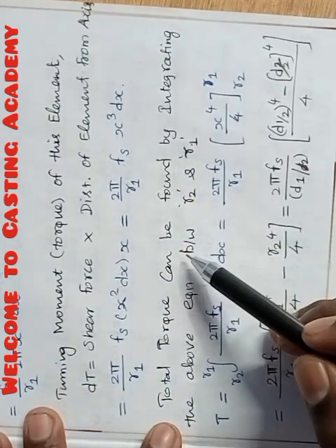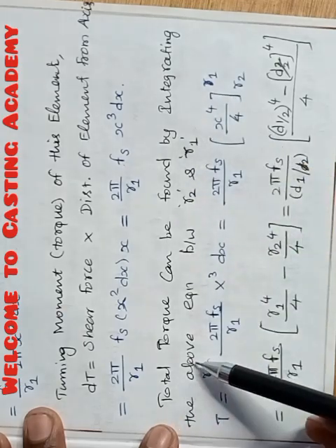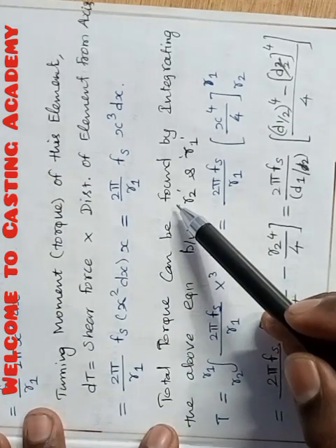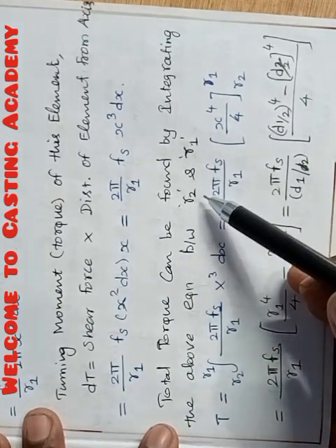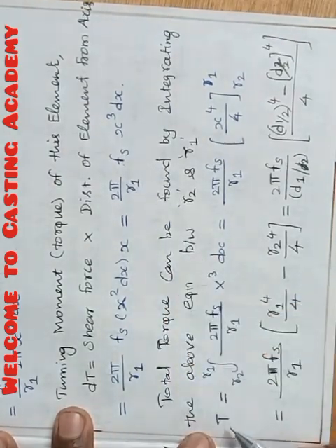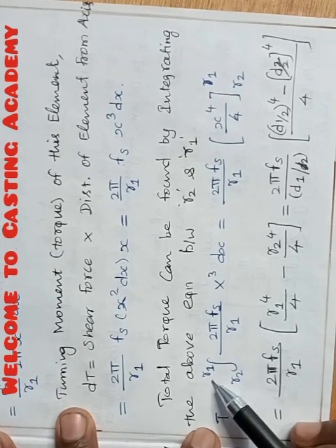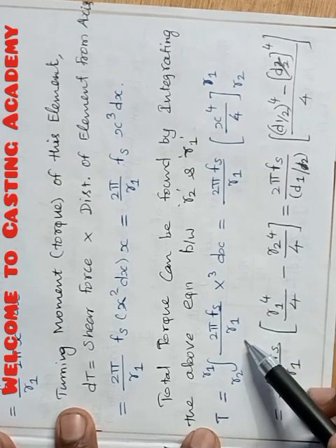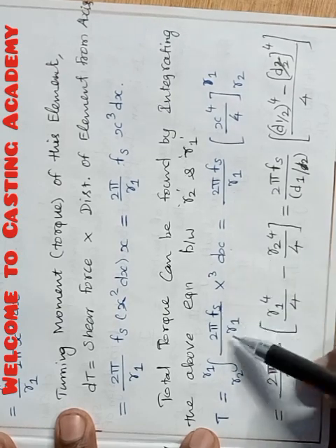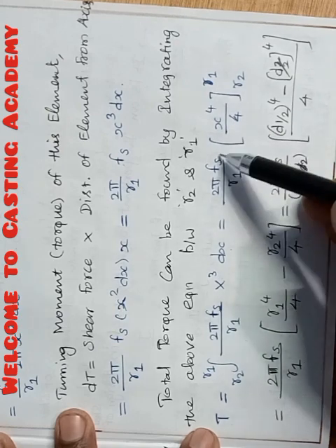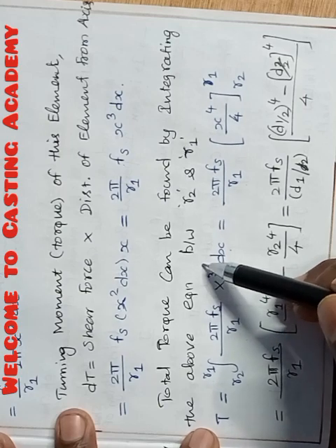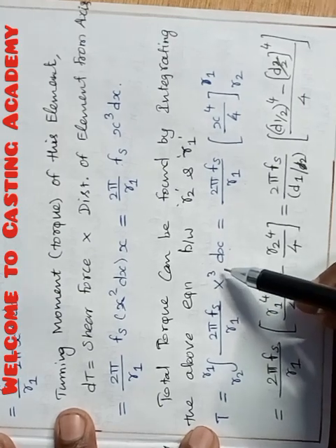Total torque can be found by integrating the above equation between the limits r1 and r2. Here the function is x cubed. So total torque equals the integration from r2 to r1 of 2 pi Fs divided by r1 into x cubed dx. These are all constants, so we put 2 pi Fs divided by r1 outside. The function is x power n, and integrating x power n gives x power n plus 1 divided by n plus 1, as per the formula of integration.